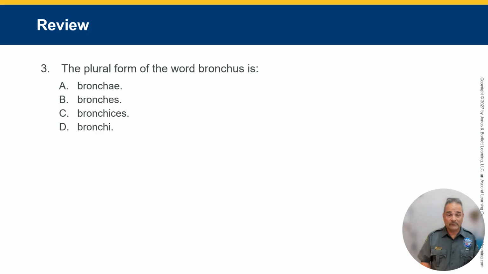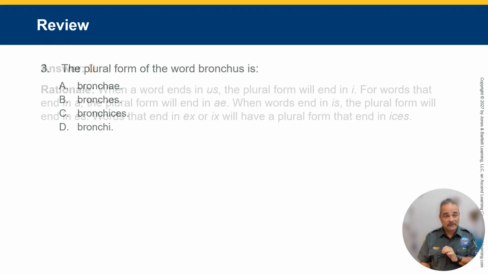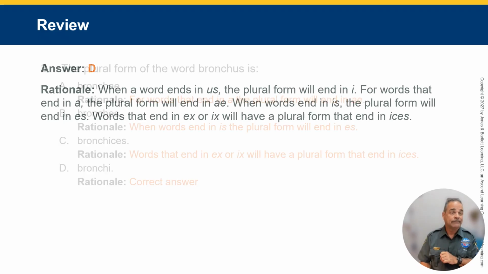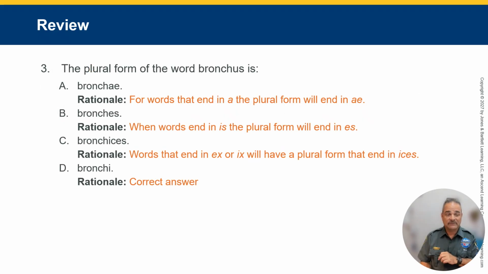The plural form of the word bronchus is, come on, plural. Plural means more than one. Okay, singular is bronchus. So what is it? Which one is it? Come on. If you said D, you are correct. Singular should end in US, and the plural form will end in I. So bronchi, we're talking about more than one. There is your rationale.